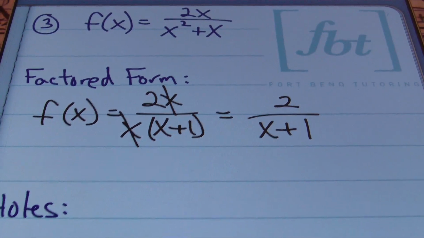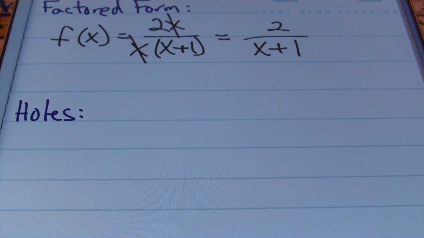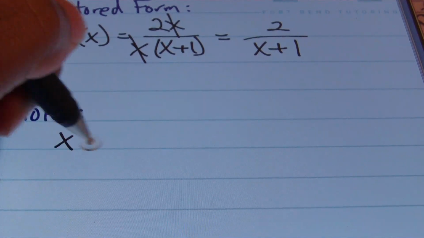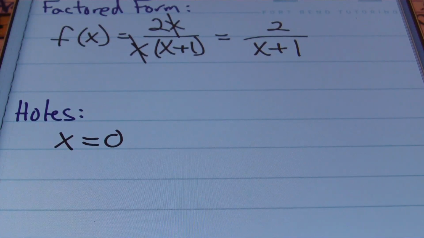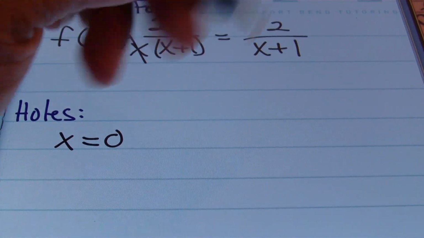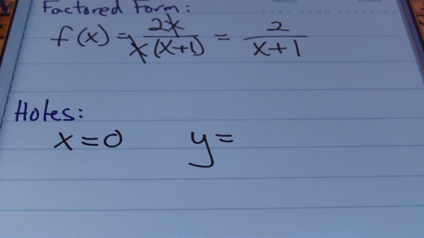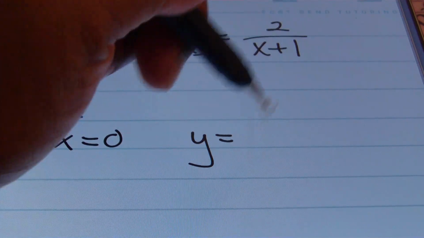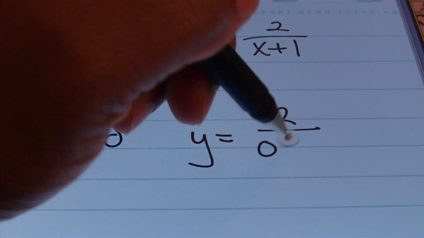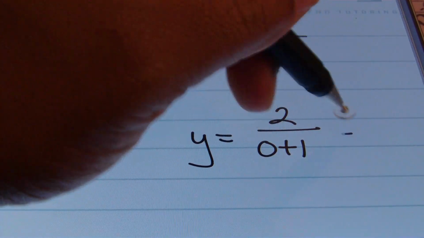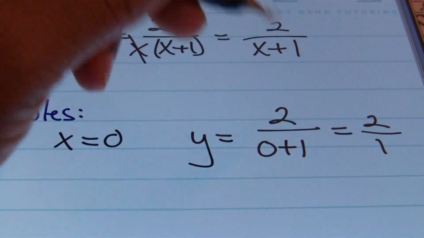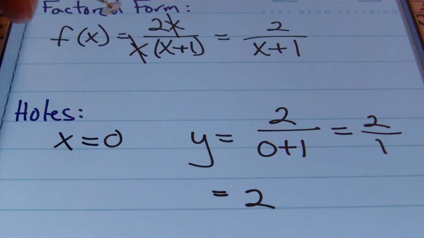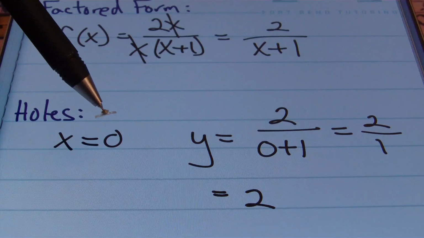But keep in mind, we were able to cancel out the factor x. That canceled out factor, you're going to set equal to 0, and then solve for it. So in order to find out the y value of your hole, go ahead and plug in 0 into the simplified form of the function. So you'll end up with 2 divided by (0 plus 1), and that gives me 2 divided by 1. And we know that 2 divided by 1 is 2, right? So we solved for x. We found out it was 0.